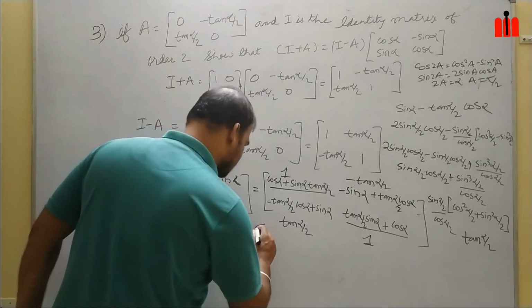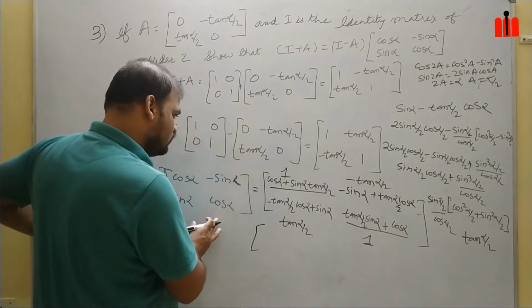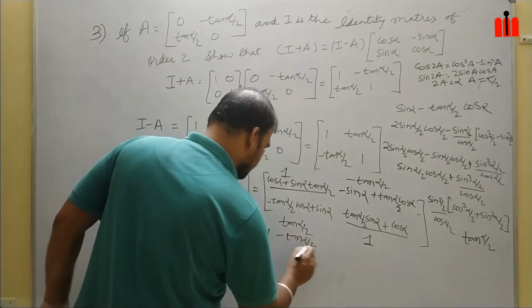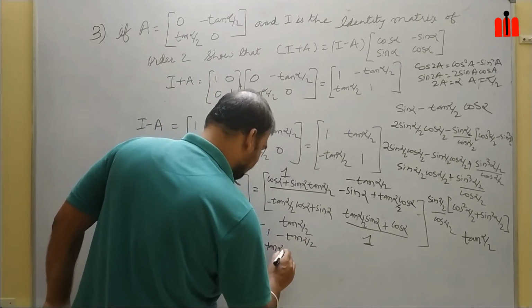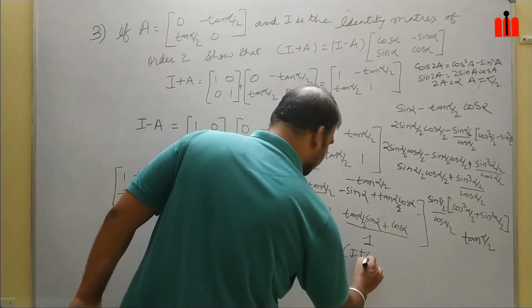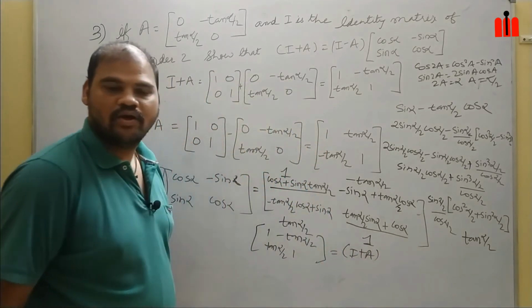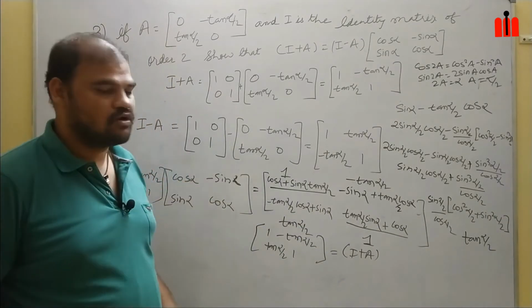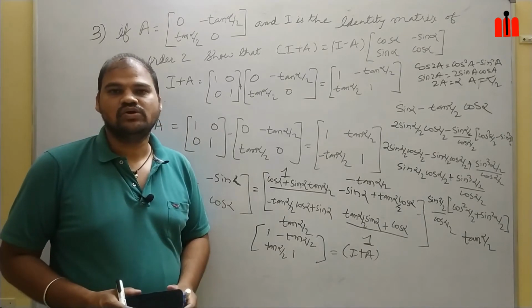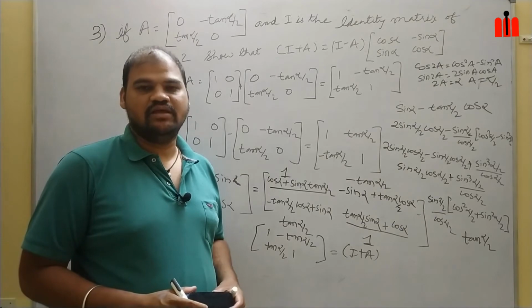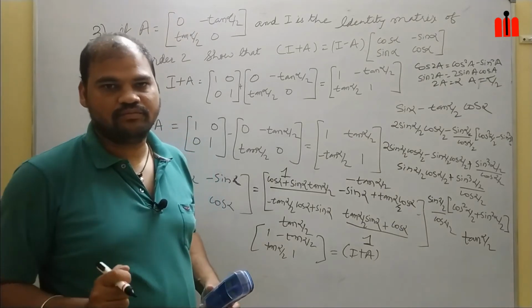So at last, the product of these two matrices will be 1 minus tan alpha by 2, tan alpha by 2, 1, and this is equal to I plus A. Okay, are you getting it? So this is how this problem is solved. So this completes problem number 3. Let's move on to problem number 4.